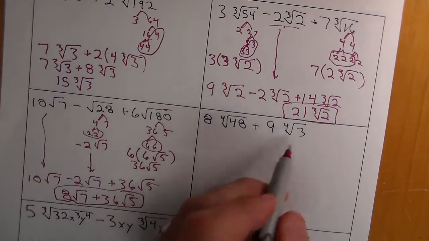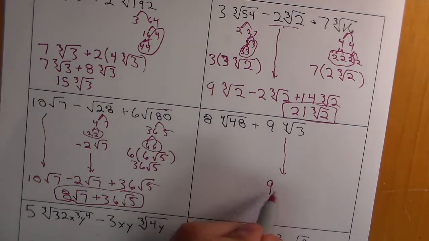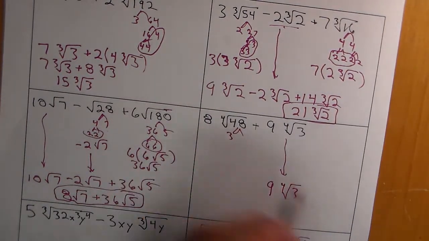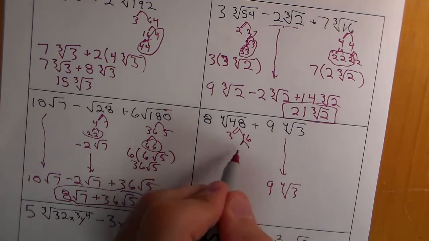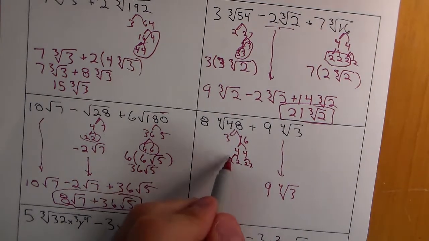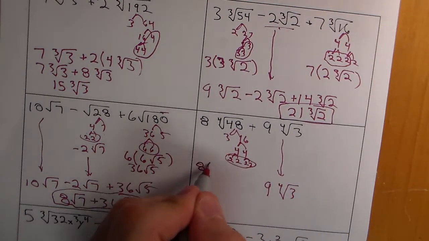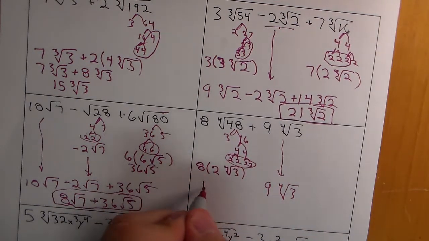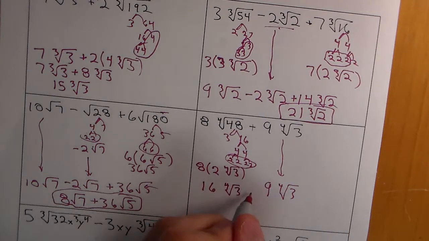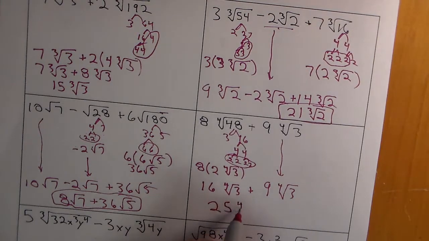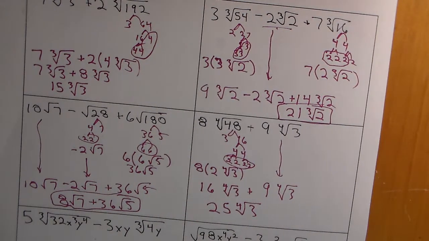Next we have fourth roots. 9 fourth root 3 is simplified all the way. Look at the other one and get it to match. 48, well I know I need a 3, so 48 divided by 3 is 16. 16 has 4 2's in it. So this is going to become 8 times the quantity 2 fourth root 3. This becomes 16 fourth root 3 added to the 9 fourth root 3 I already have. 25 fourth root 3 is my answer.